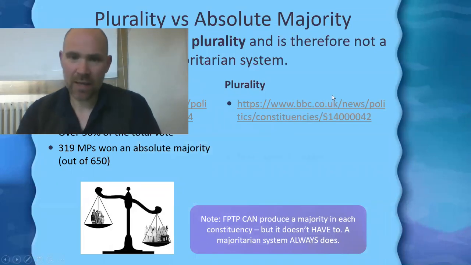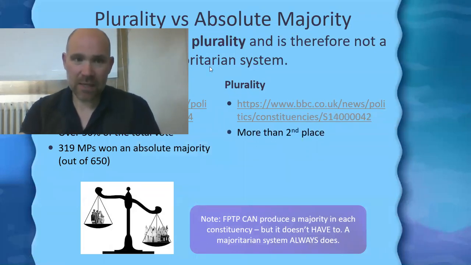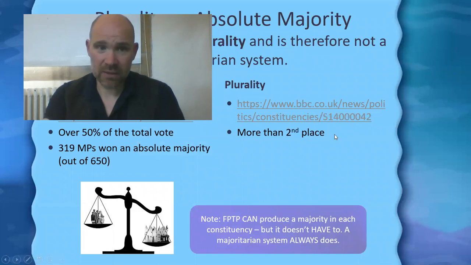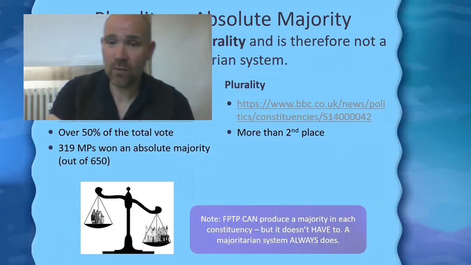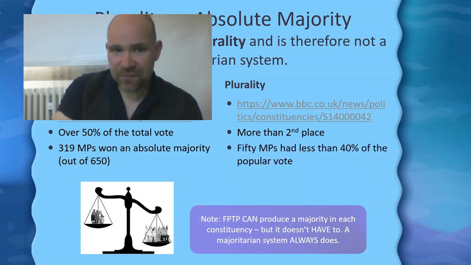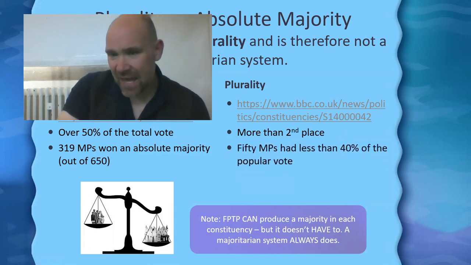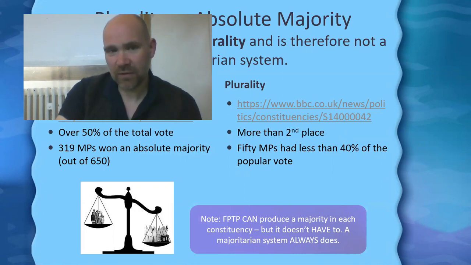So let's talk about pluralities for a second. Pluralities mean you just get more than second place. Doesn't matter about third or fourth, just as long as you've got more than everyone else, doesn't have to be combined, just more than everyone else, then you win. 50 MPs had less than 40% of the popular vote in 2017. I don't know the statistics for 2019. You can look it up if you want. But think about that, less than 40% of the votes.